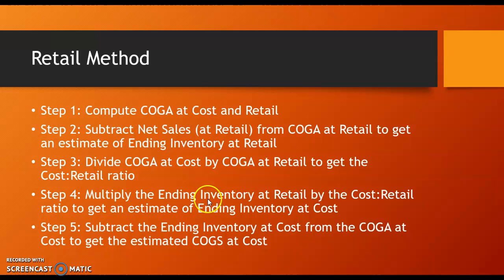Step 4, multiply the ending inventory at retail by the cost to retail ratio to get an estimate of the ending inventory at cost. Step 5, subtract the ending inventory at cost from the cost of goods available at cost to get the estimated cost of goods sold at cost. So this is a lot more steps than the gross profit method, but we're going to go through in the next video. We'll go through an example, step by step, how we do this.